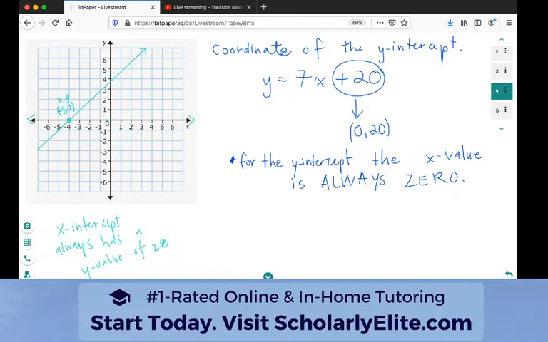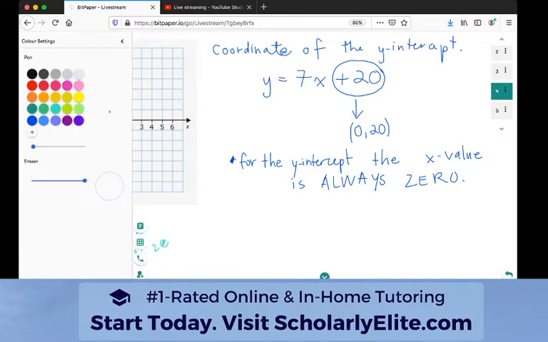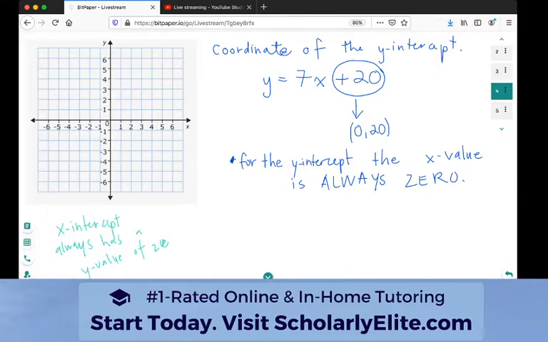Now let's talk about the y-axis and the y-intercept, which is actually the one that matters most for grade 9 math. So let's use this purple, it's kind of pretty. Let's take a look here at something like this.